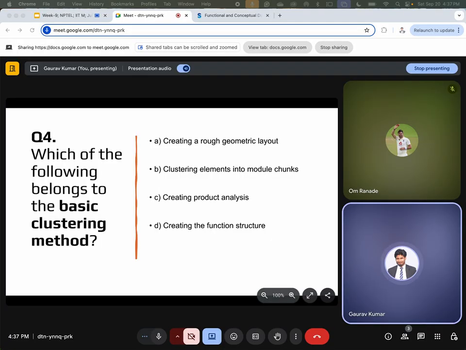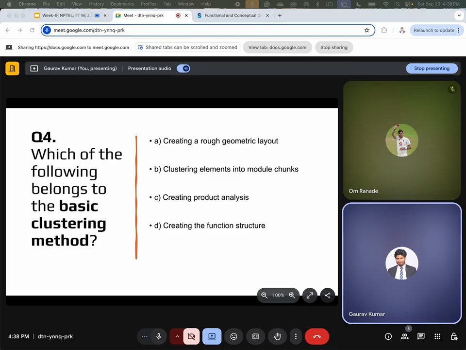After these elements are clustered into module chunks, components that share a strong functional or spatial dependencies are grouped together. So this makes the design easier to manufacture, assemble, and maintain. Product analysis, while important, is not a direct step in clustering. Instead, clustering focuses on systematically transforming the functional requirements into a well defined module structure, so layout and grouping.